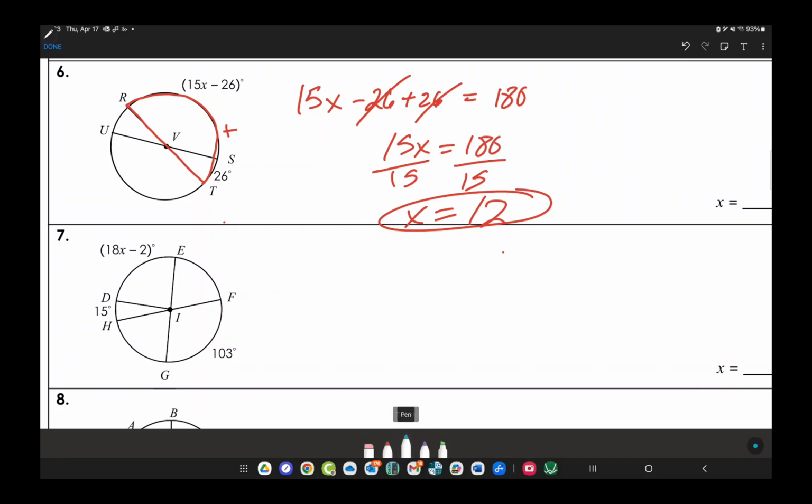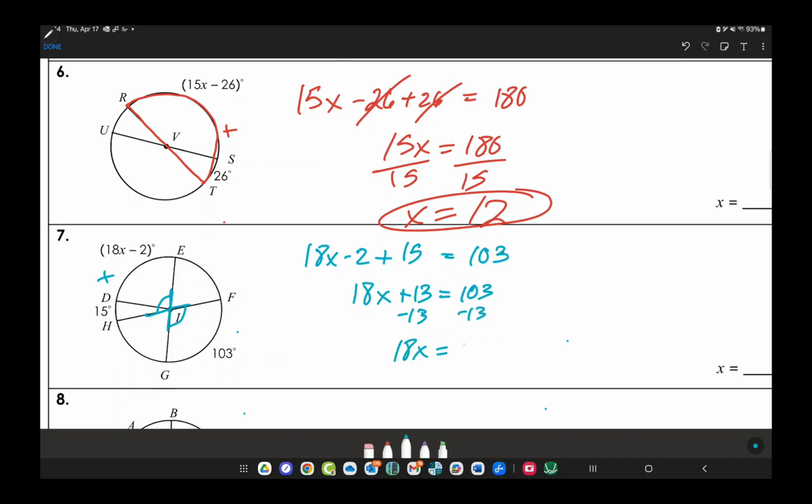All right. So here we know that these two lines form vertical angles, so they are congruent, which means the sum of these two, 18x minus 2 plus 15, should equal 103. So simplify, we get 18x plus 13 equals 103. Subtract 13. 18x equals 90, and divide by 18. X equals 5.